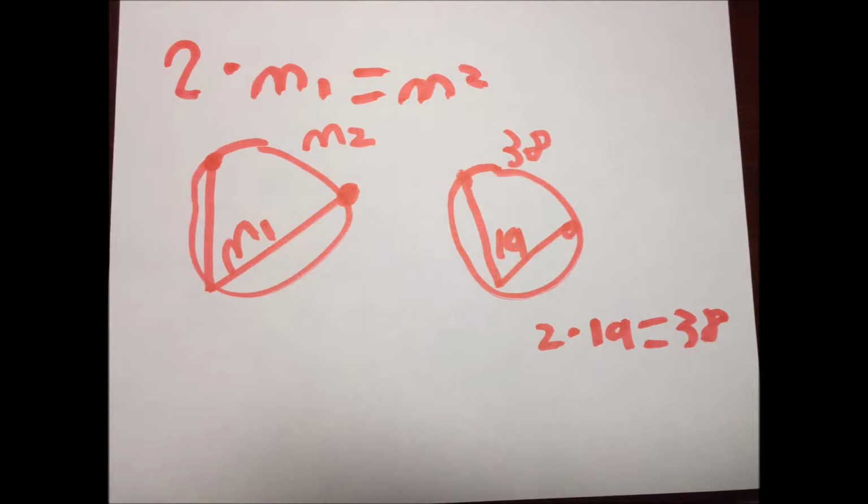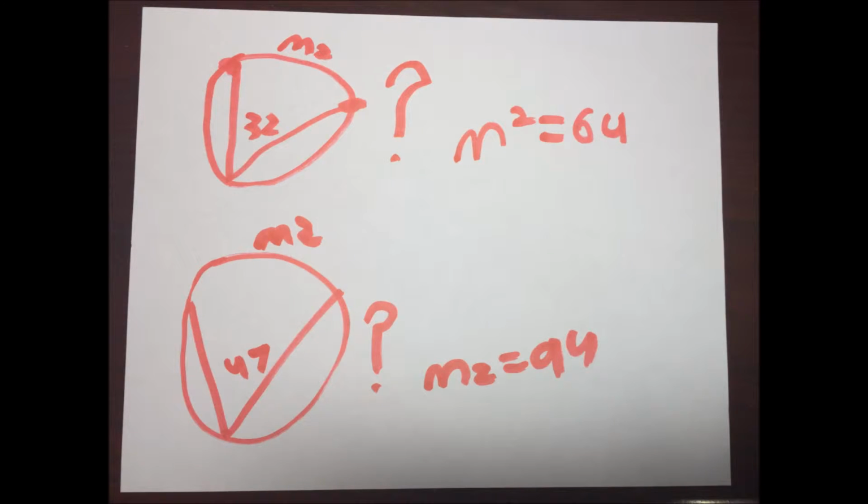So if you do 2 times 19, where 19 is the inside angle, you will get 38 as your arc, because that's what the formula is representing. So now you can try some on your own. You do the formula for the first two. The answers are there in case you didn't get the right thing, but you should have if you used the formula.